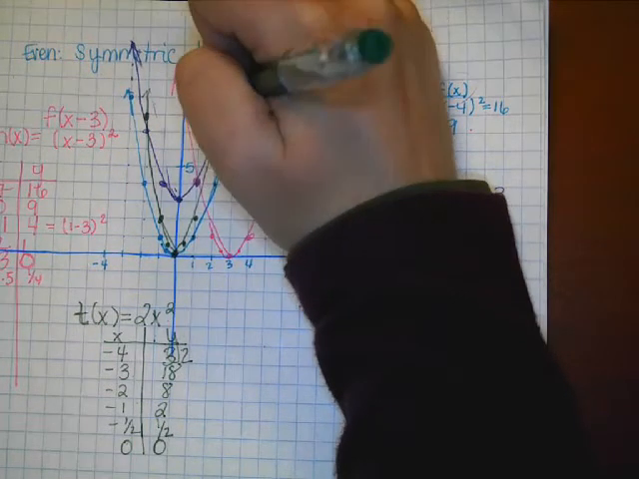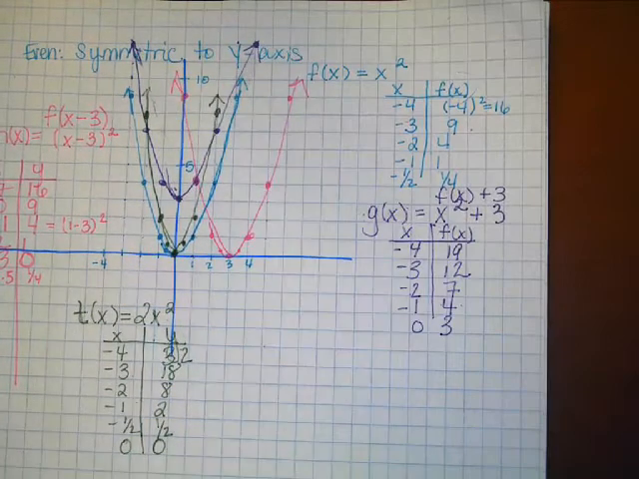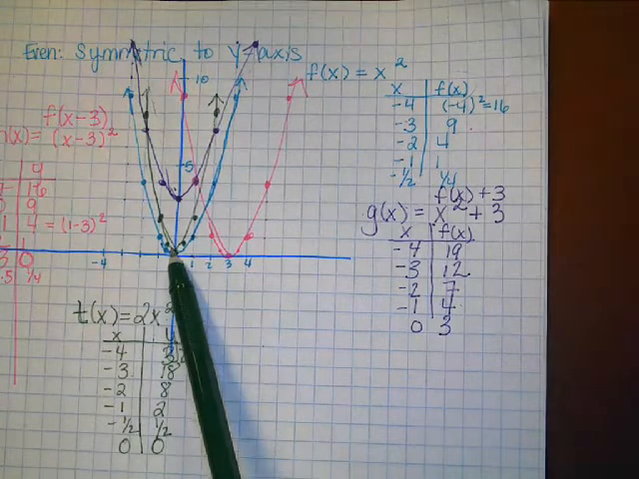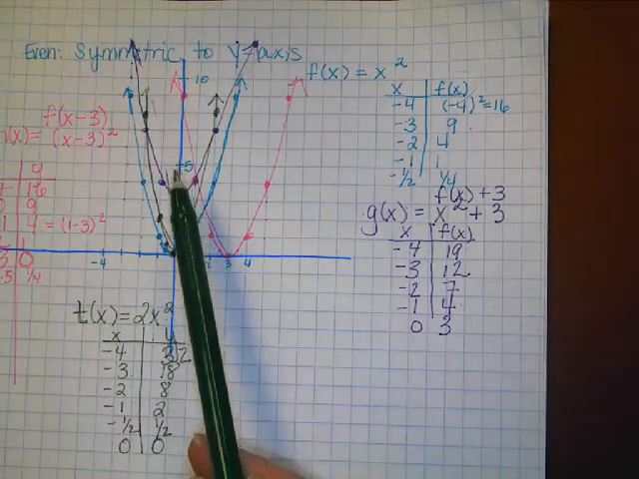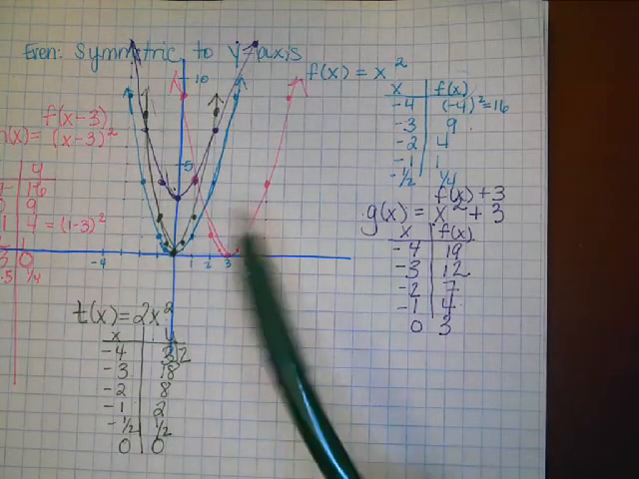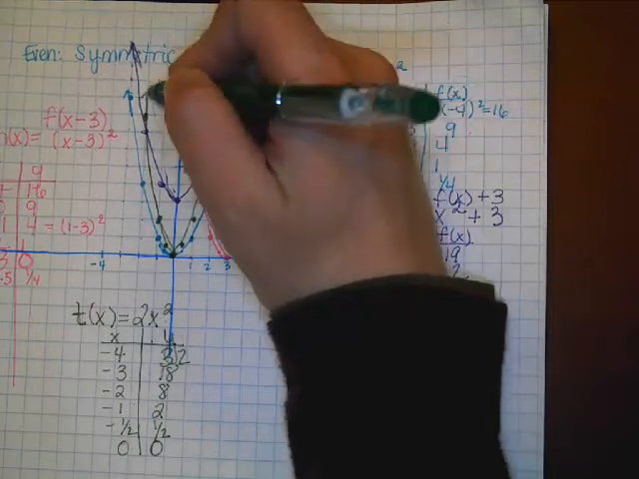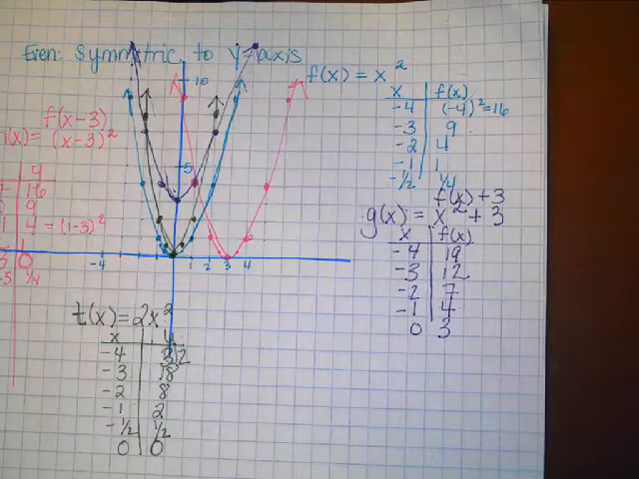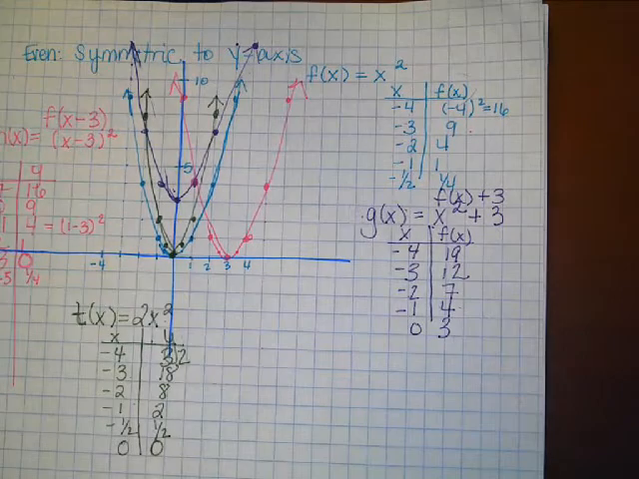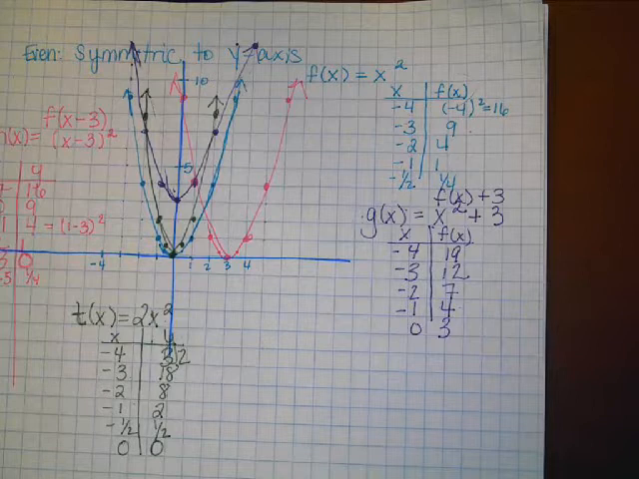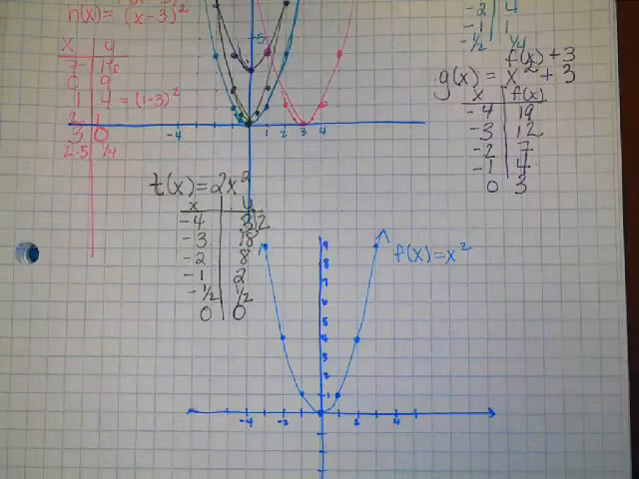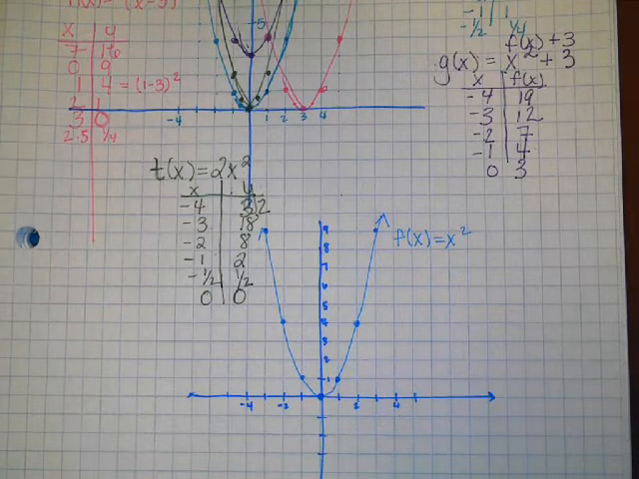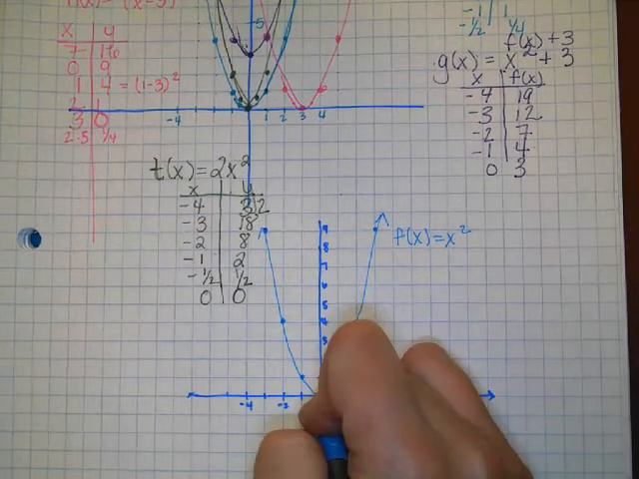So what I'm seeing is that I'm stretching this graph out. Imagine taking that parent graph, the one in blue, and just stretching it up a little bit higher. And that's what I have with this green one. I'm going to pause and redraw, because my graph is getting a little bit busy.